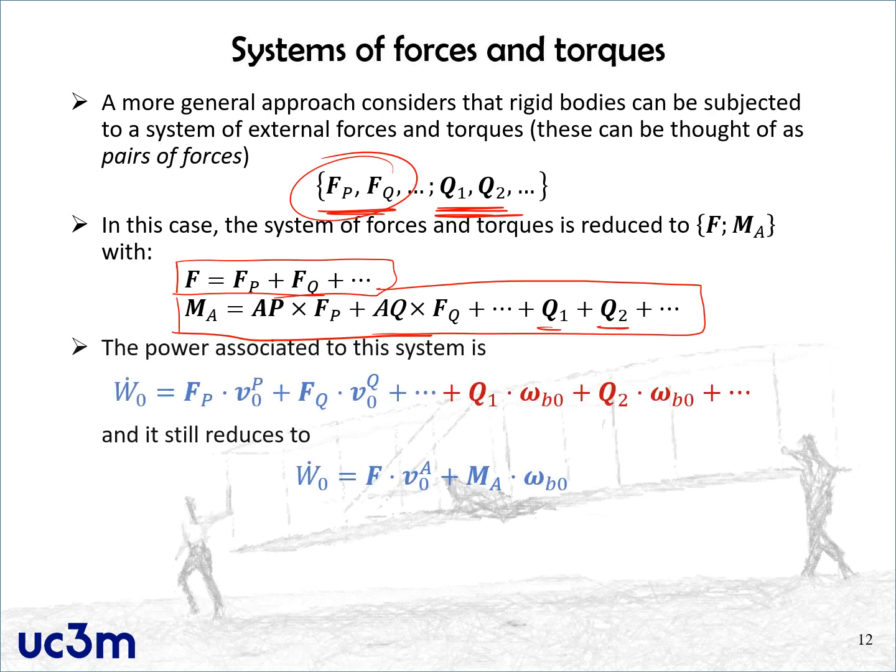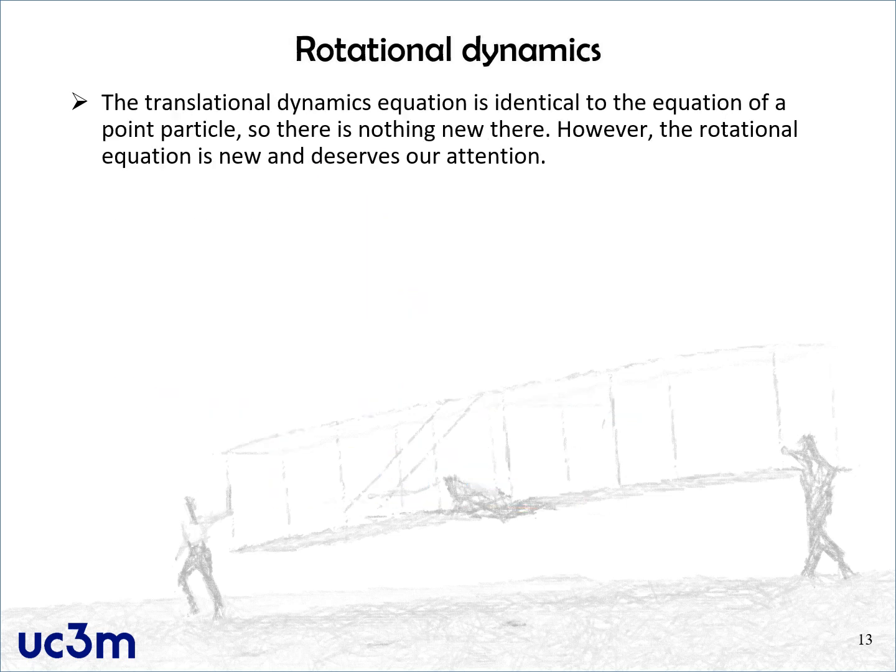For example, the power associated to the system is just as before. The power associated to each force with the velocity of its application point, and then we have these additional power terms which arise from the torques. And this still reduces to the formula that we have seen before when you reduce the system.